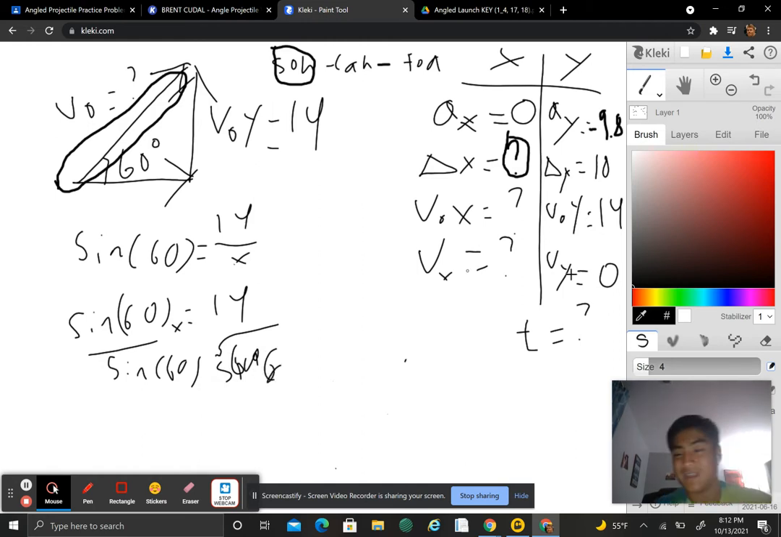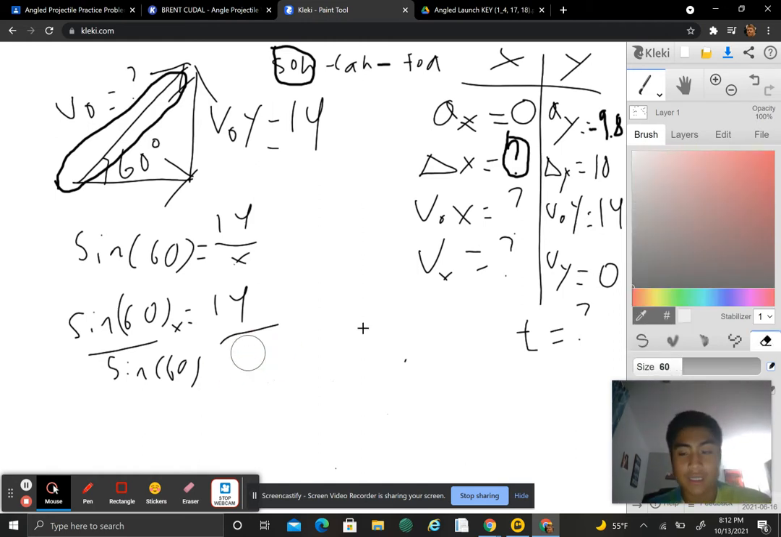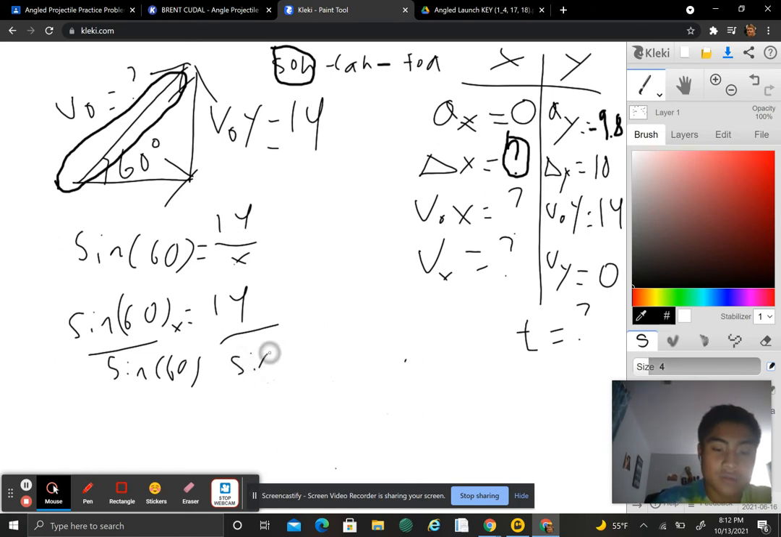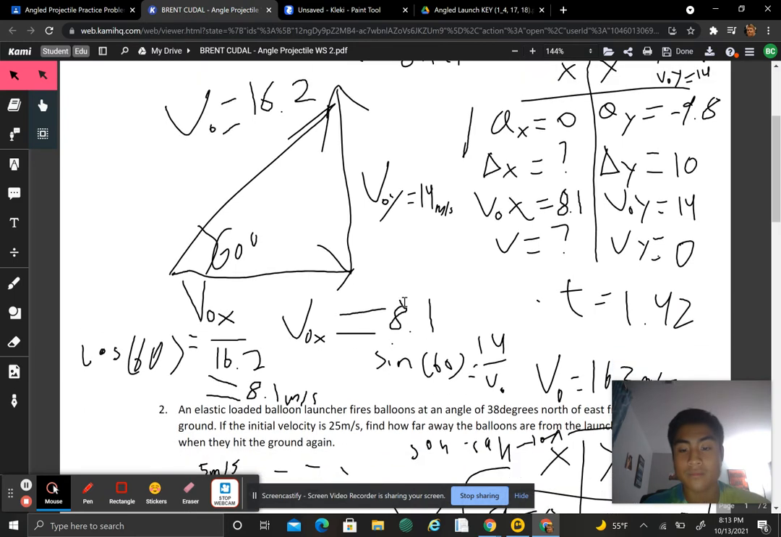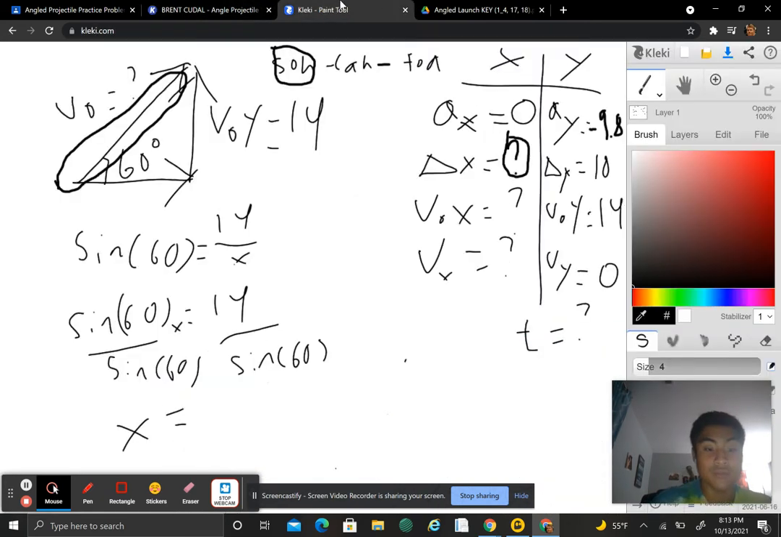Sorry, that's really bad, but you get the idea. Divide by sine of 60 on both sides. And be sure to make sure your calculator is in degree mode. I forgot to put it into degree mode earlier today, and I was incredibly confused when we were doing the practice problems until I realized that I had it in the wrong mode. So remember, put it into degree mode. And after you do this, you should get that x is equal to 16.2 meters per second.